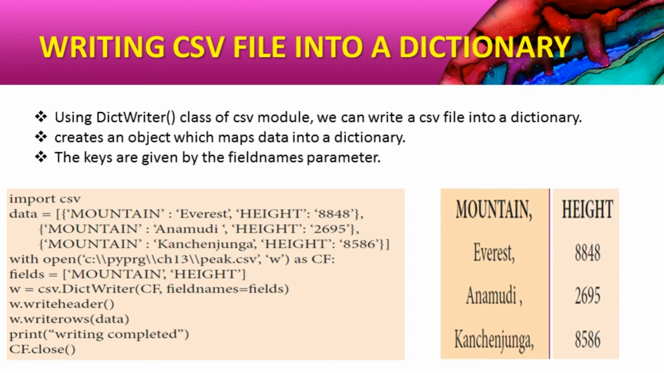In the header, the field names are the header. w.writerows of data: here we are going to write each and every row of the data. After writing each and every row of the data, we print the statement 'writing completed'. After displaying this statement, the file will be closed.